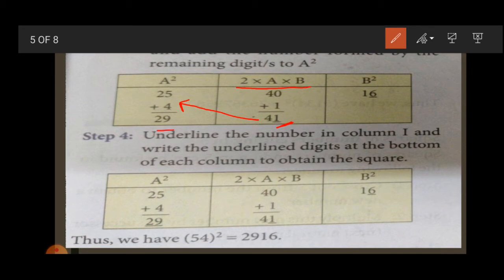Now underline the number in column 1 and write the underlined digits at the bottom of each column to obtain the square. Underline the number in column 1. In column 1, the number is 29. In column 2, the underlined number is 1. In column 3, the number which we underlined is 6. So write 29 as it is, then 1 from column 2, then 6 from column 3. So the square of 54 is 2916.